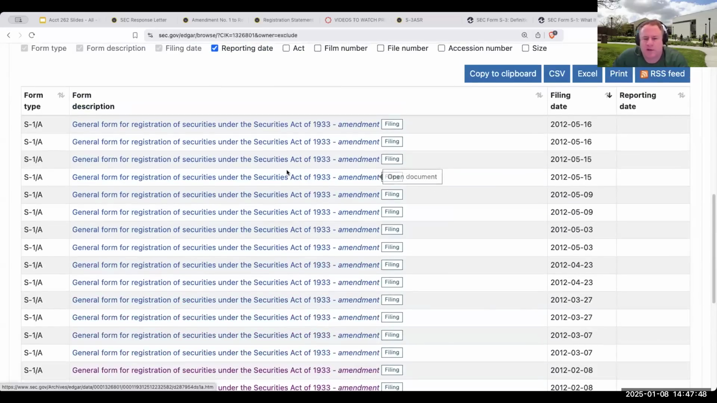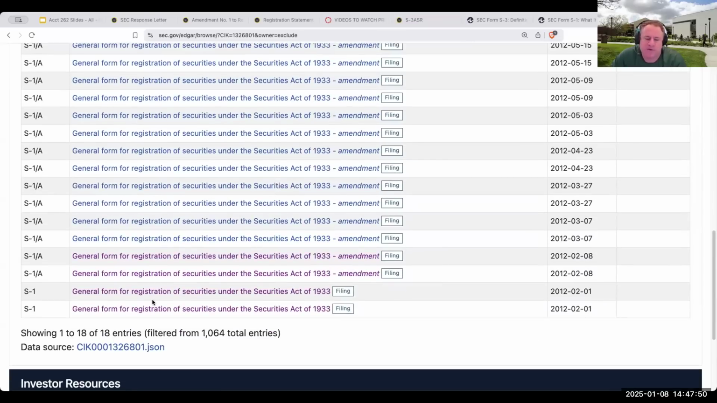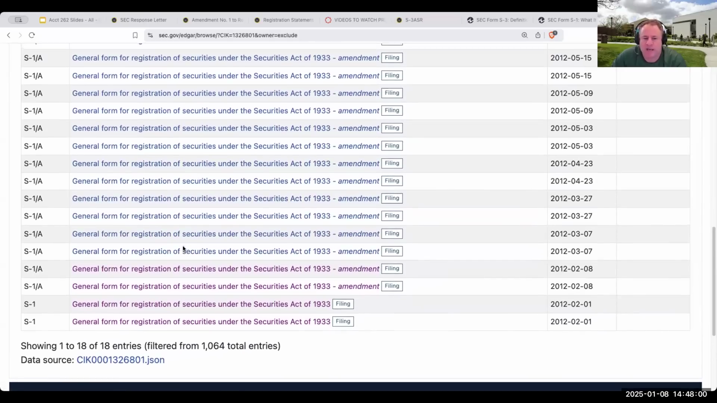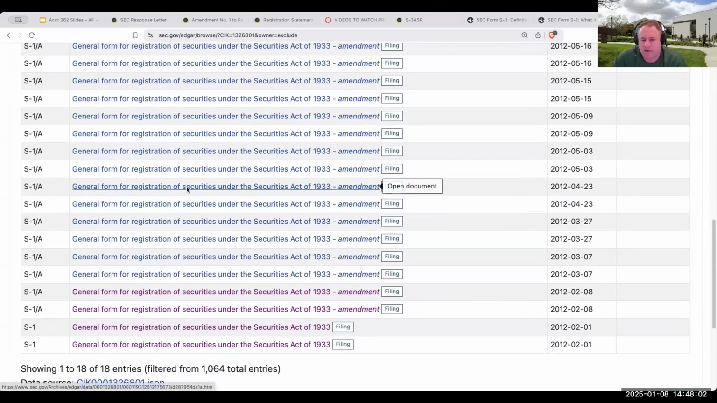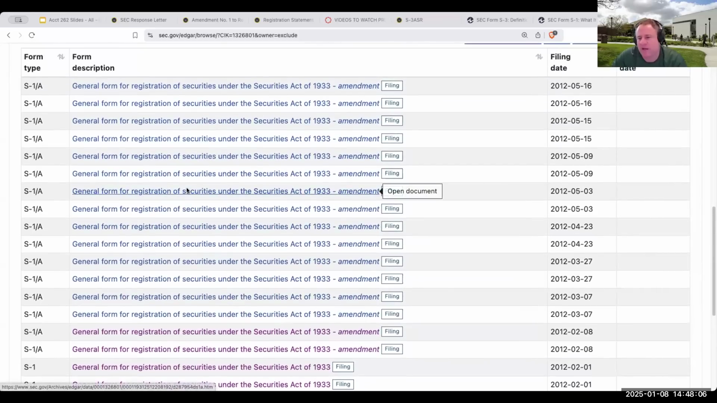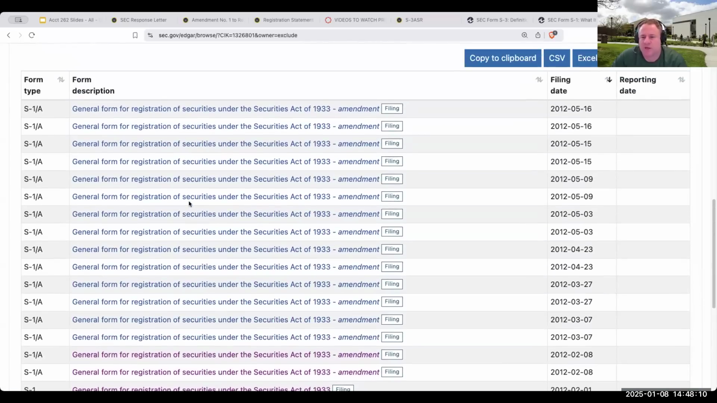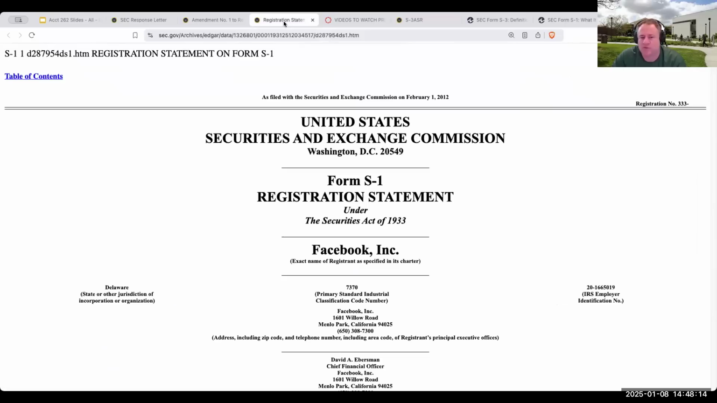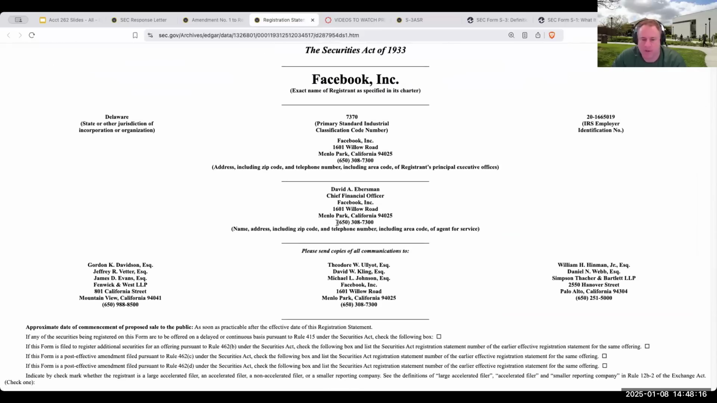So what you can go through and see is that Meta Platforms, which was a pretty big offering, basically filed their registration statement. And then after each one of these, I'll show you one of those momentarily, they were asked to provide additional information. So this is the history of what Facebook, or Meta Platforms, had to do when they went public.